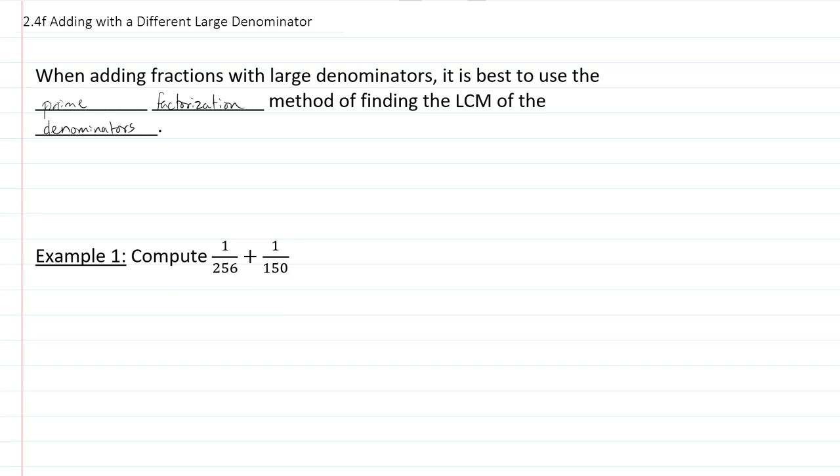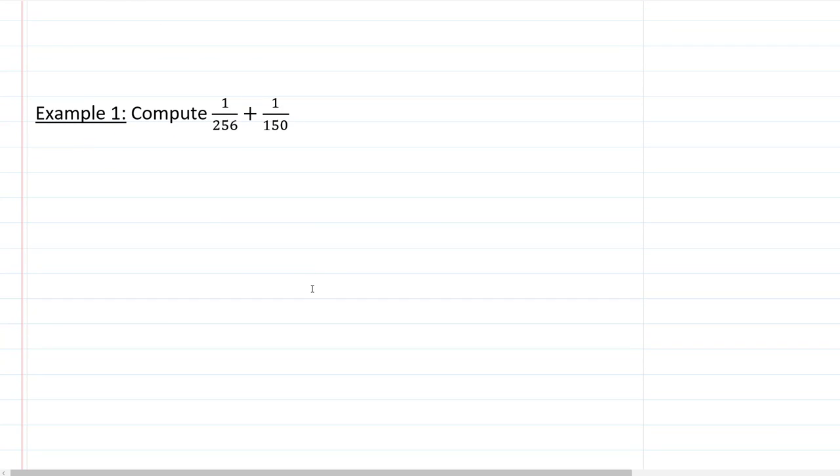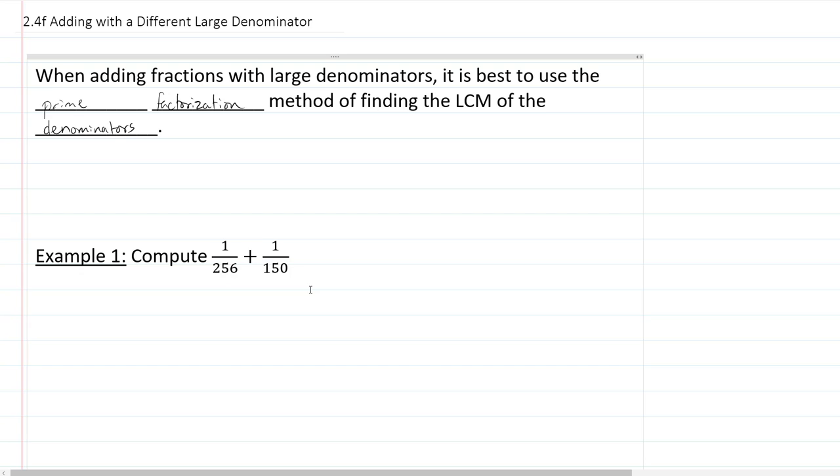Remember that when adding fractions with different denominators, we need to first convert them to fractions with the same denominator. And we do this by multiplying top and bottom by the same amount so that both fractions have the LCM as the denominator. You'll see what I mean through these examples. So let's go through this. Example 1. Compute 1 over 256 plus 1 over 150.